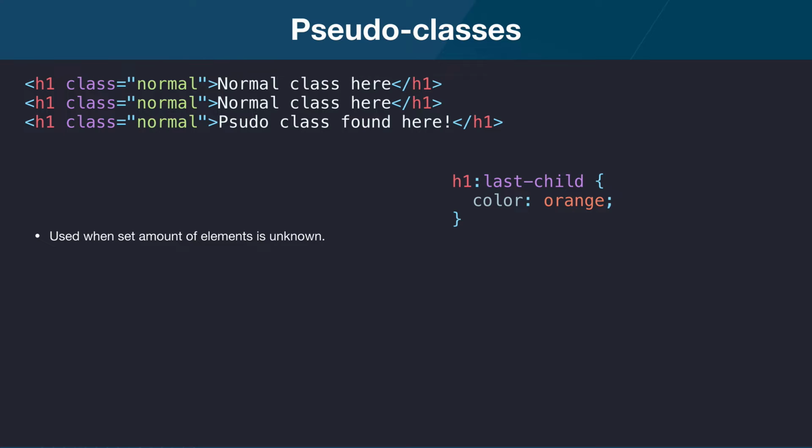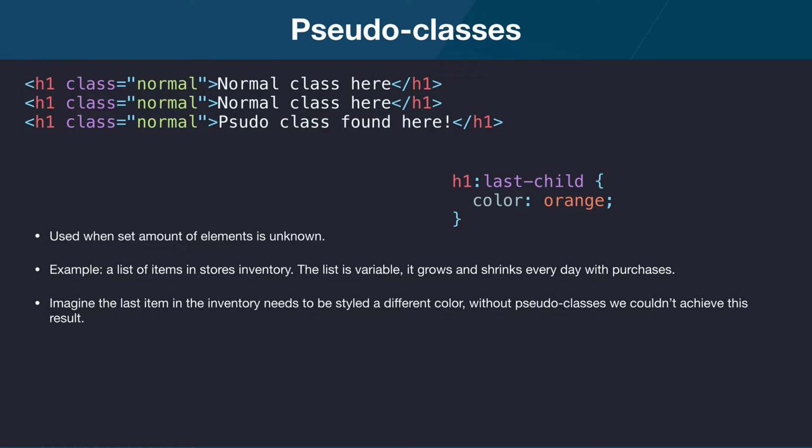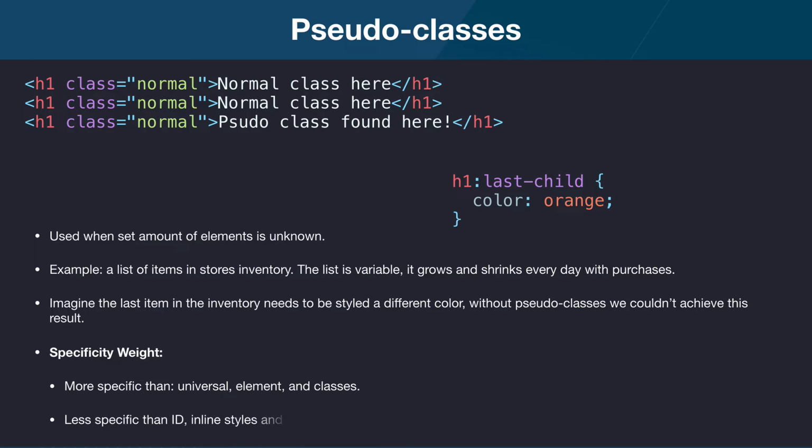Pseudo classes are used all the time, by the way. An example of this is a list of items in a store inventory. The list is variable. It grows and shrinks every day with purchases. Imagine that the last item in the inventory needed to be styled a different color. Without pseudo classes, we wouldn't be able to achieve this result. The specificity weight of pseudo classes is more than universal, element, and classes in general, but less specific than ID, inline styles, and of course, important.